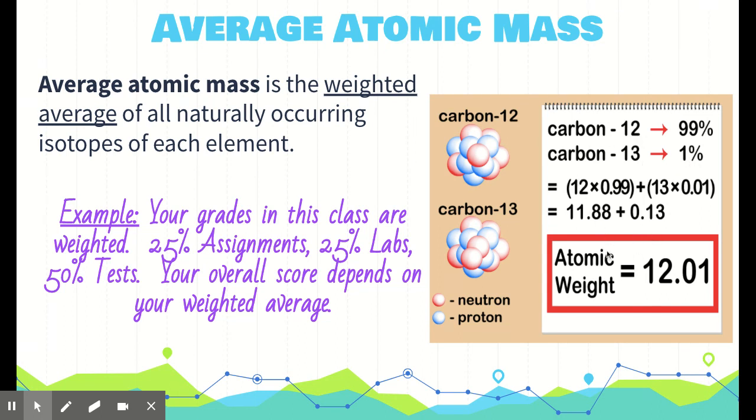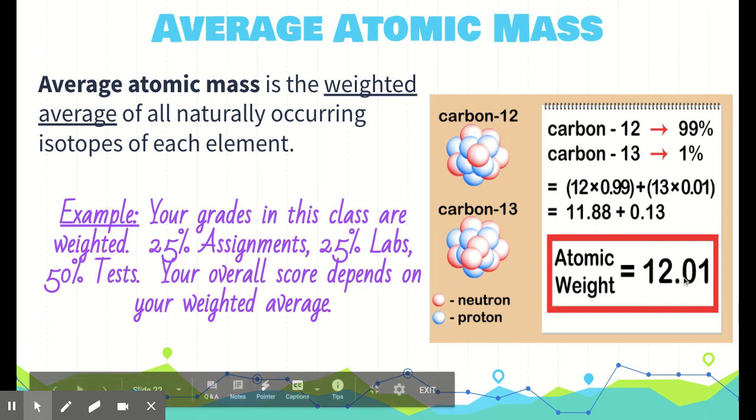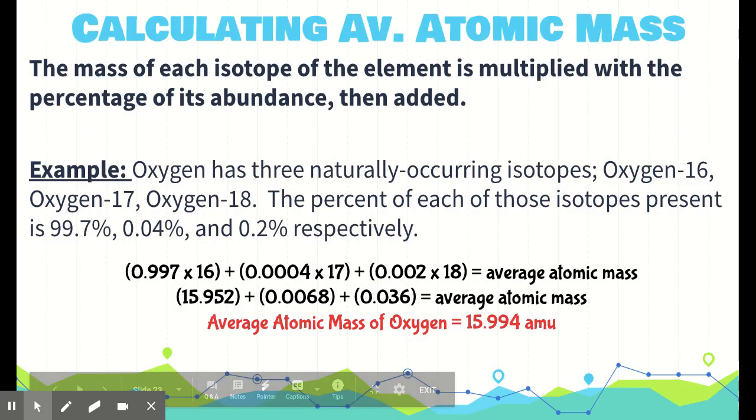So to calculate the average atomic mass, you're going to have 12, so your isotope of 12 times the percent that it represents, plus the second isotope mass times the percent it represents. You get these values and you add them together for your average atomic mass. When we're calculating average atomic masses, we need to know what isotopes exist and then the percent of abundance of each one.